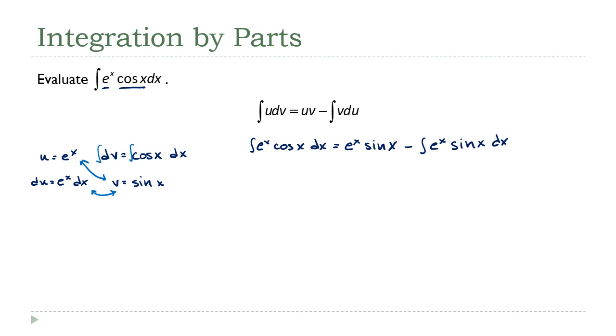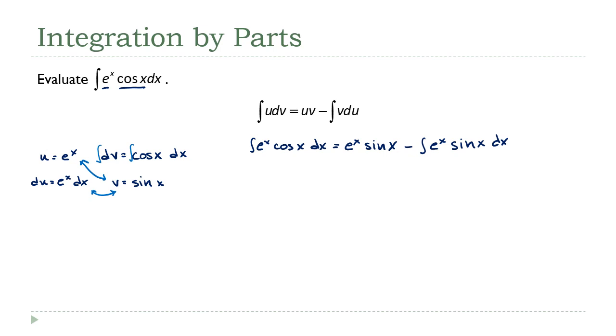Now, if you're looking at this, you could reasonably say, okay, why did he make that choice? If I didn't know off the top of my head what the integral of e to the x cosine of x was, there's no reason to believe I'm going to know what the integral of e to the x sine of x is, right? But this is where this one gets a little interesting. Here's what I'm going to do. I'm going to do integration by parts a second time, on that right-hand integral.